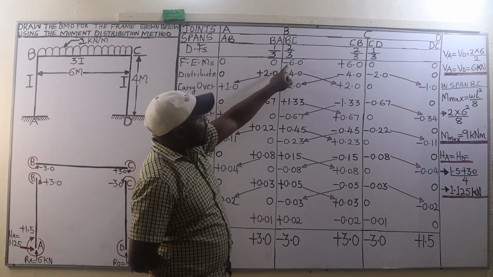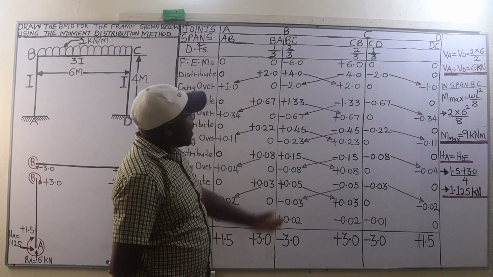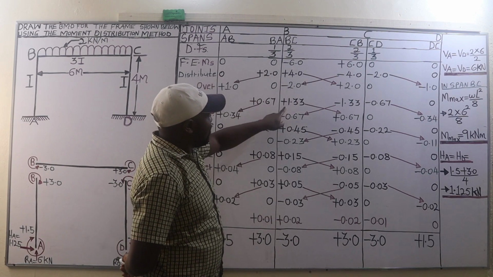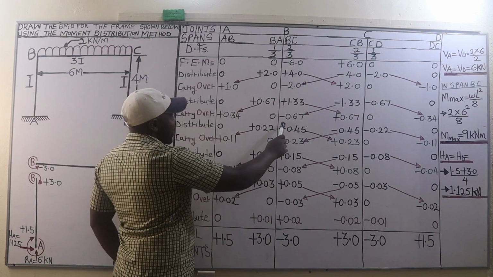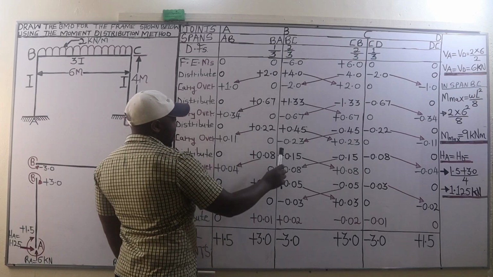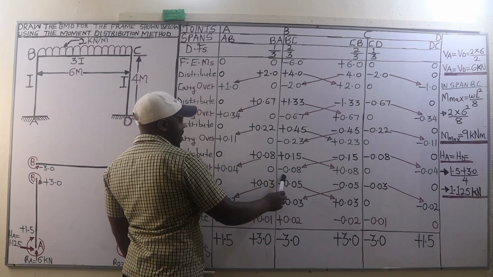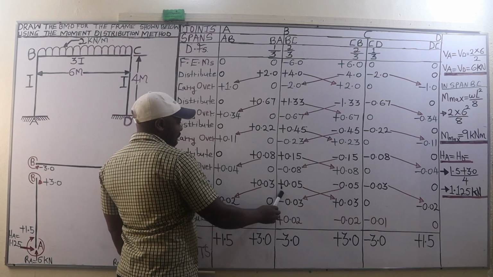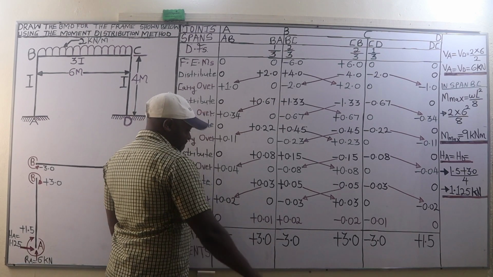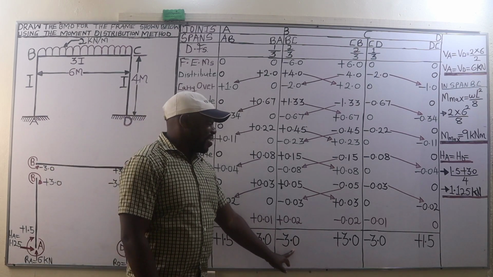On member BC, from negative 6 all the way to positive 0.02, adding. So in this case, we are going to have minus 6 plus 4, minus 2 plus 1.33, minus 0.67 plus 0.45, minus 0.23 plus 0.15, minus 0.08 plus 0.05, minus 0.03 plus 0.03. We get to negative 3.0.